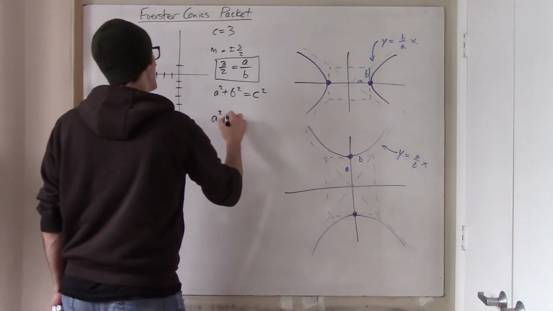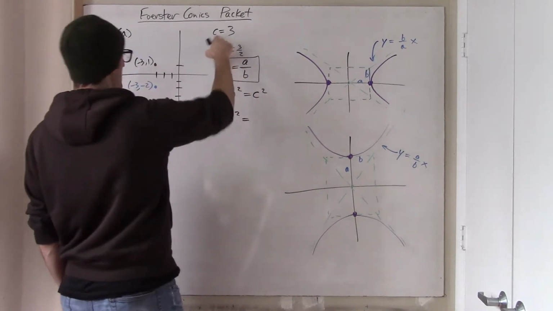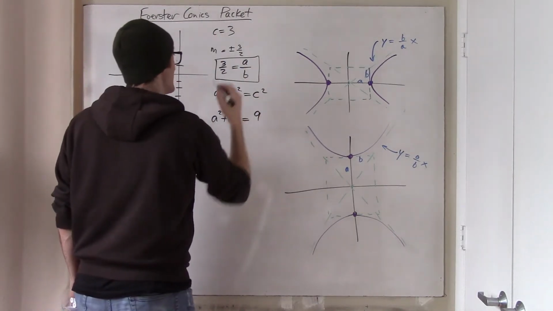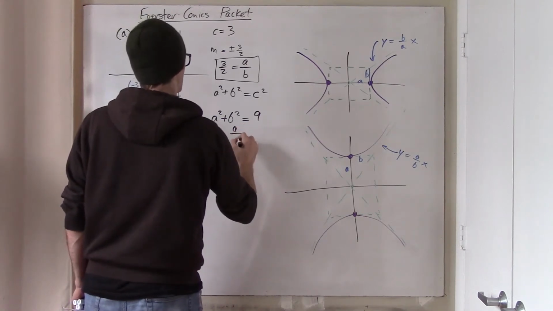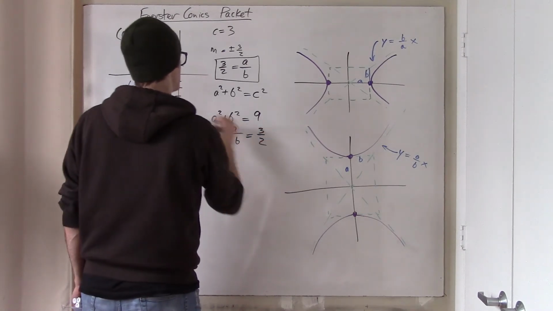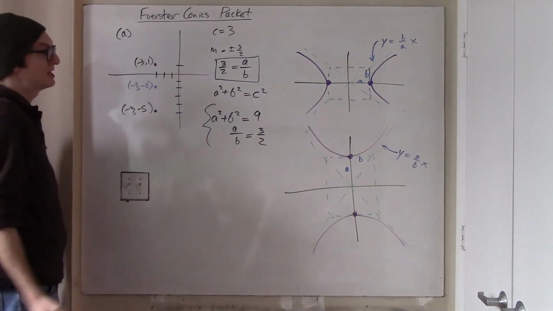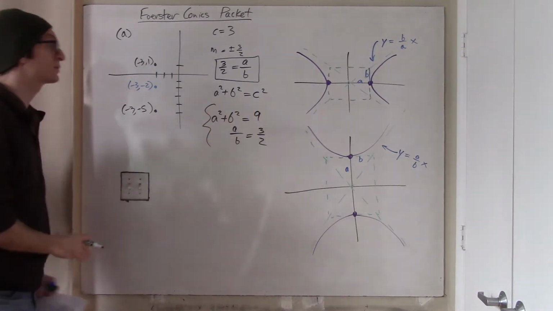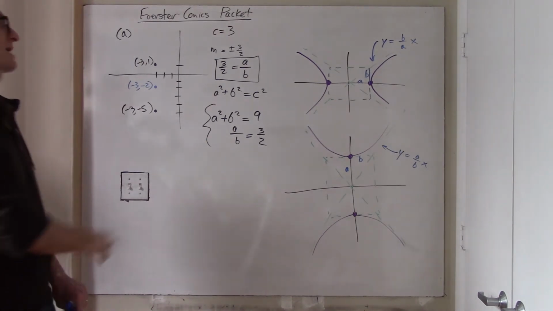And so since a squared plus b squared equals c squared, we know c in this case is, no, c is 3 rather. So since c is 3, this is 9. And also a over b is 3/2. And so the way to solve this problem, the only way I think, is by solving this system of equations. I'm given c effectively, so I have one relationship between a and b, the Pythagorean relationship between a, b, and c, and I have the slopes of the asymptotes, so I have another relationship between a and b.